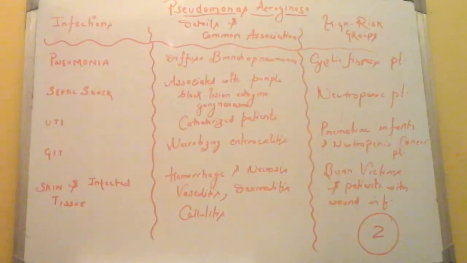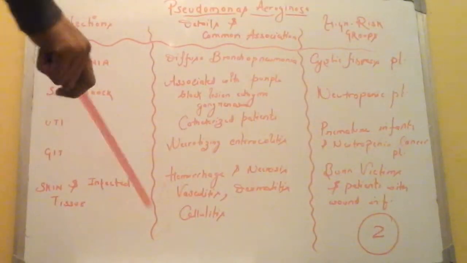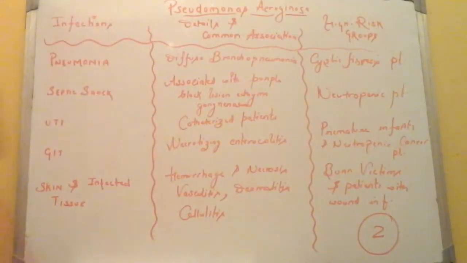Then the last is skin and infected tissues. Skin and infected tissue will be related with hemorrhage, necrosis, vasculitis, dermatitis and several others like cellulitis. So the high risk group will be burn victims and patients with wound infections. Then the signs and symptoms.